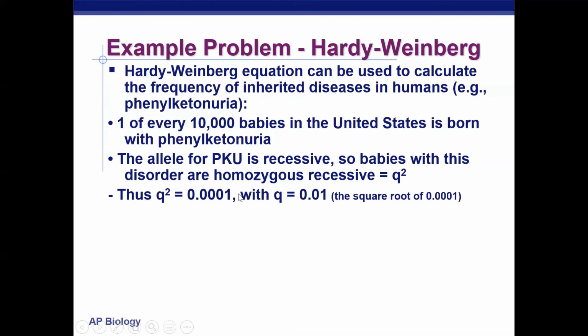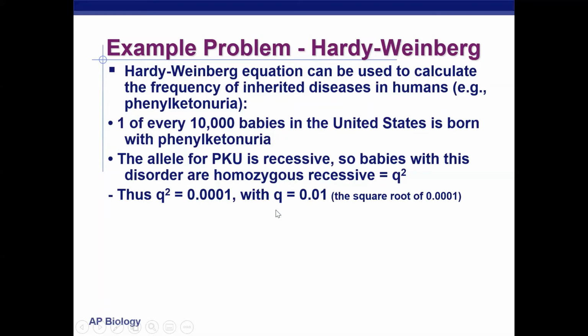Now, how did I get that number? I divided 1 by 10,000. 1 in 10,000 babies has PKU. That's our homozygous recessive. That's q squared. q squared equals 0.0001. Now, if we have q squared, we could figure out q, just the recessive allele frequency, pretty easily. If you square root both sides, we get q equals 0.01. And that is the recessive allele frequency. So this is the homozygous recessive, and this is just the recessive allele frequency.